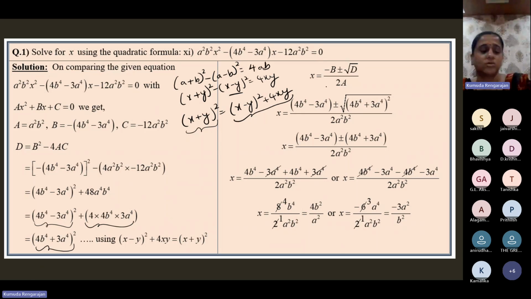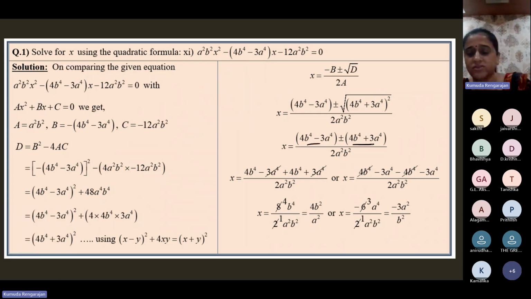So now we found the discriminant. X is equal to minus b plus or minus root d by 2a. Substitute. Okay, so after substituting here, the square and square root get cancelled. So we have in the bracket 4b to the power 4 plus 3a to the power 4. And then, this one plus this and this minus this. When it is this bracket minus this bracket, be careful. It will be minus 4b to the power 4 and minus 3a to the power 4. This minus sign you should apply to both the terms inside the bracket.